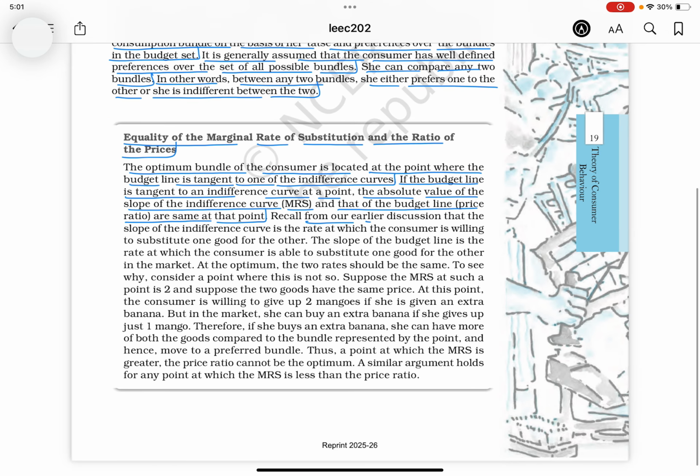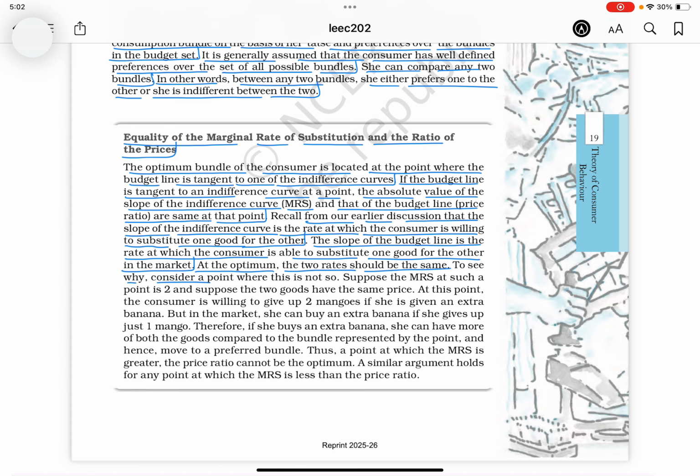Recall from our earlier discussion that the slope of the indifference curve is the rate at which the consumer is willing to substitute one good for the other. The slope of the budget line is the rate at which the consumer is able to substitute one good for the other in the market. At the optimum, the two rates should be the same.